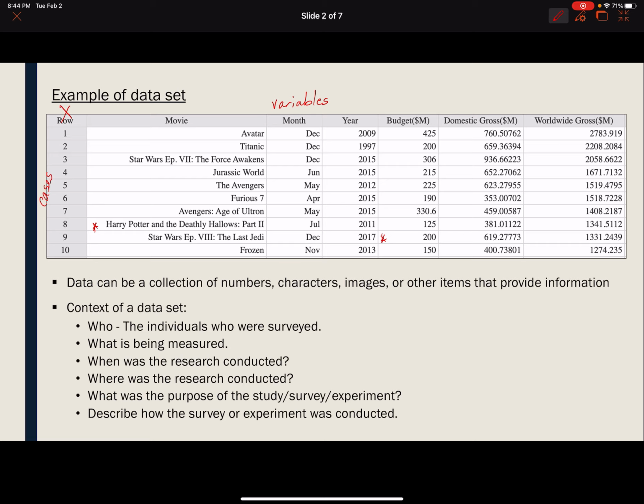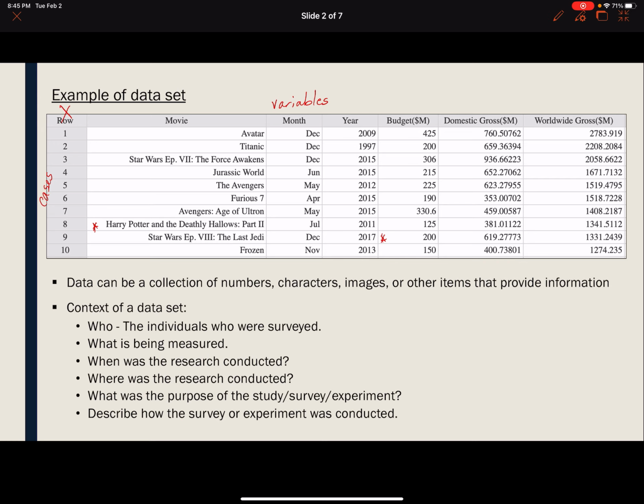What was the purpose of the study or the survey or the experiment? I have no idea what the purpose of collecting this data was. So that would be part of a research paper or an introduction to the data set, as well as describing how the survey or experiment was conducted. How to take samples and conduct surveys is a topic that we'll cover in chapter 10 and 11. Sometimes you'll see an example in chapter 1 where it will tell you how it was conducted, but most of the time we're not really going to get into that yet.